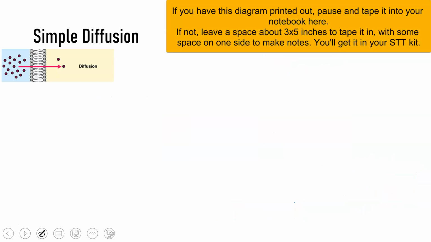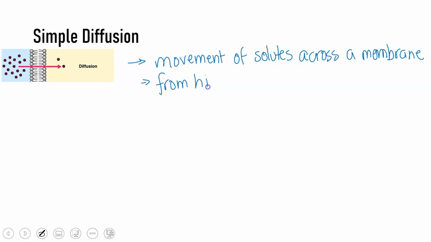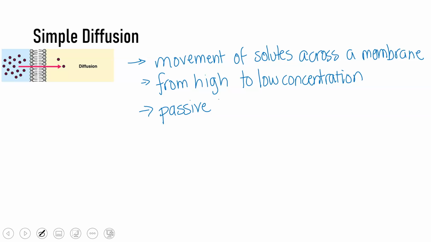So some properties of simple diffusion. So the simple diffusion we already defined. It's that movement of solutes across a membrane. Okay, they're moving from high to low concentration. And this is passive. It doesn't require any energy from the cell. It just happens.